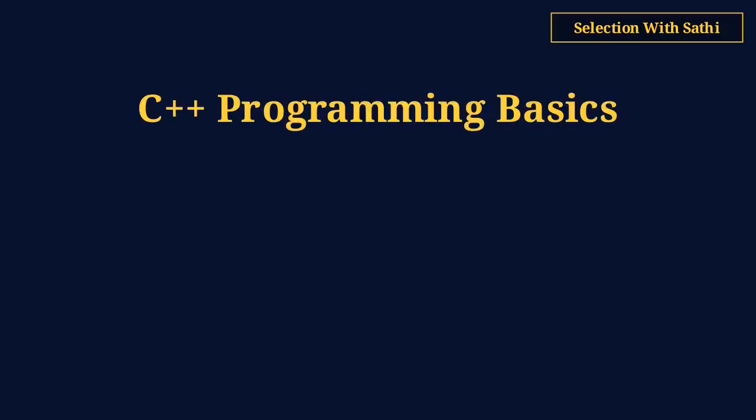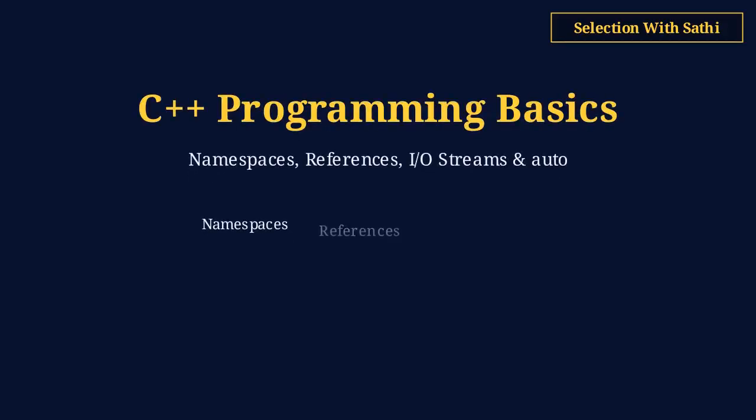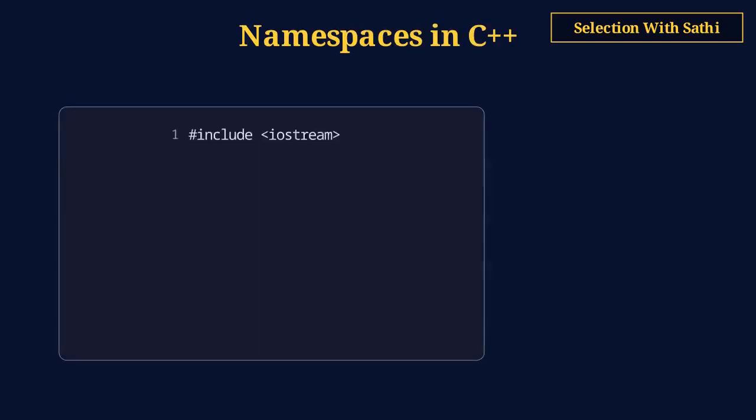Welcome to Selection Sathi. Today we learn C++ basics, namespaces, references, input-output with cin and cout, and the auto keyword for type inference. C++ builds on C with powerful features that make code safer and more expressive. These fundamentals are essential for GATE and coding interviews. Let's begin. First concept, namespaces.